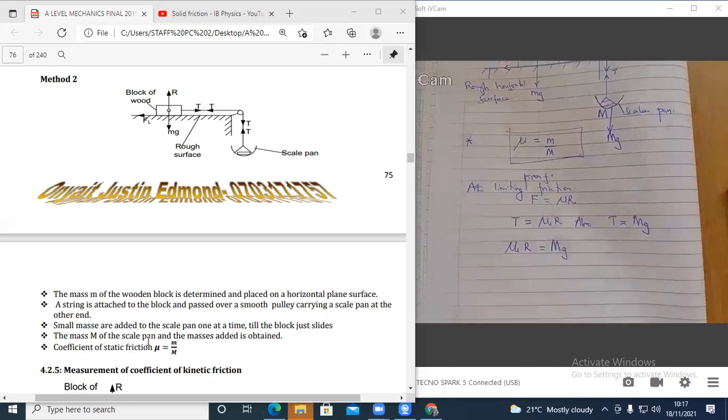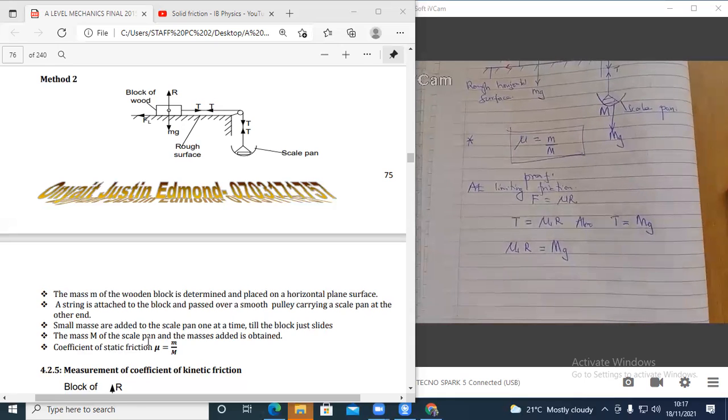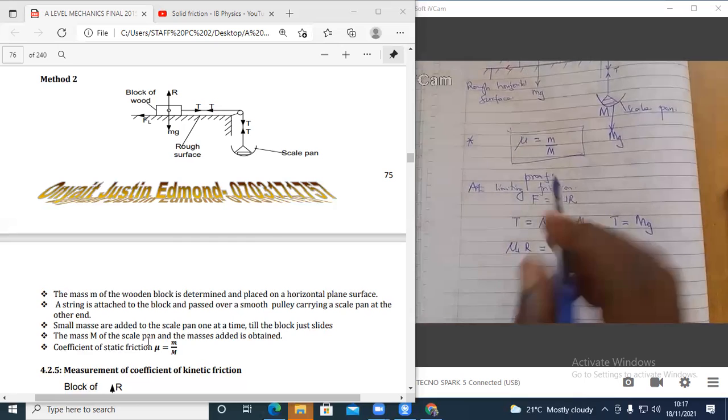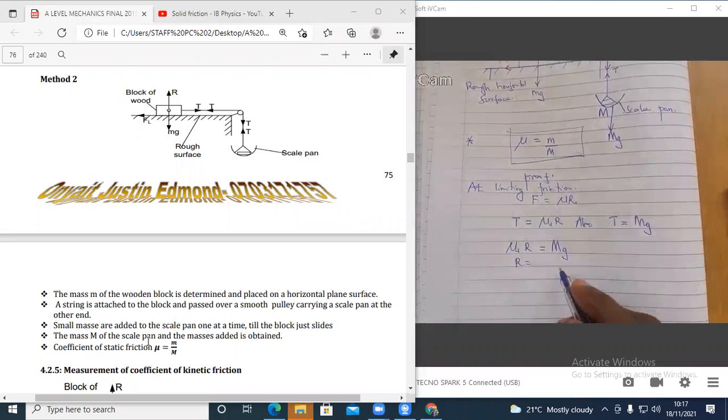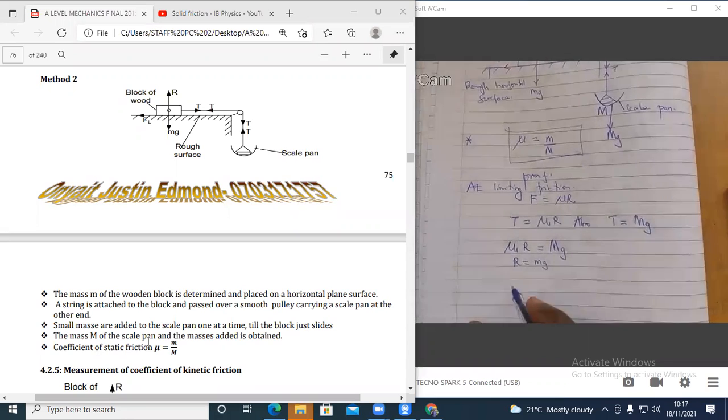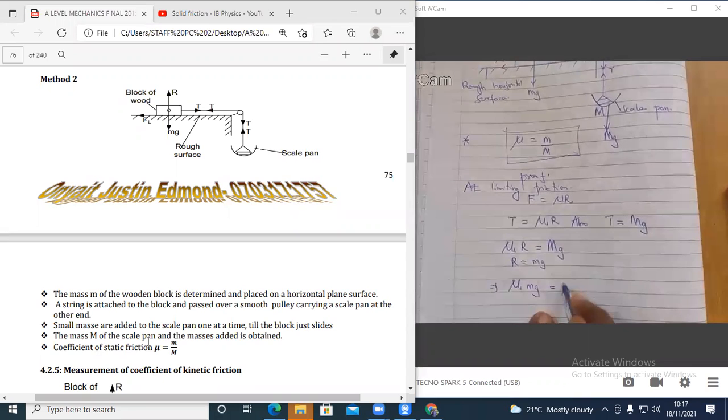But members, what is R? R is Mg. So we shall have mg equal to mu times capital M g, so the g and the g will cancel out. Then we shall have mu equal to capital M over small m.